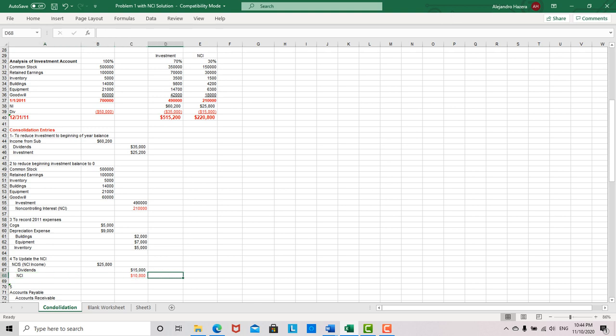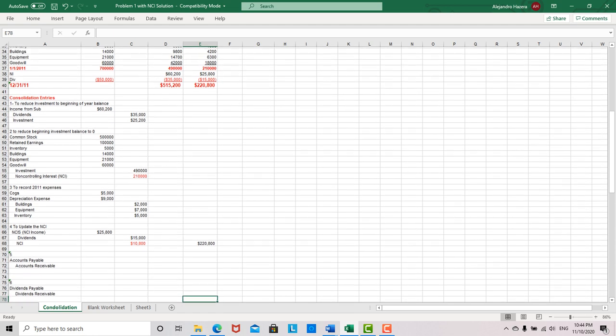It's kind of neat to see what's happened. What we've done is, beginning non-controlling interest was 210. We added income, subtracted dividends, and ended up with 220,800. If you look at the two credits to non-controlling interest, this is just something I'm showing you, 210 plus 10,800. So on the consolidation, your year-end non-controlling interest will equal the correct balance right there. That's what we did. Okay, just a couple more entries.